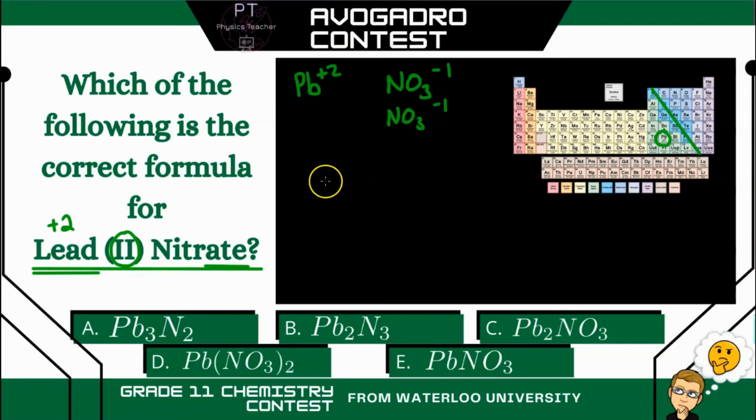So when we do that, the formula is going to look like Pb1, but we don't need to write the 1. And then for polyatomics, we're going to put that in brackets. So NO3, with a total number of 2 of these nitrates. So our answer is D.